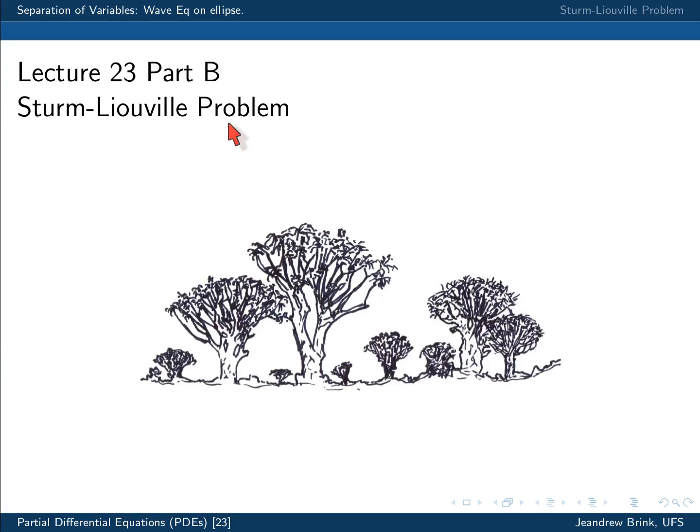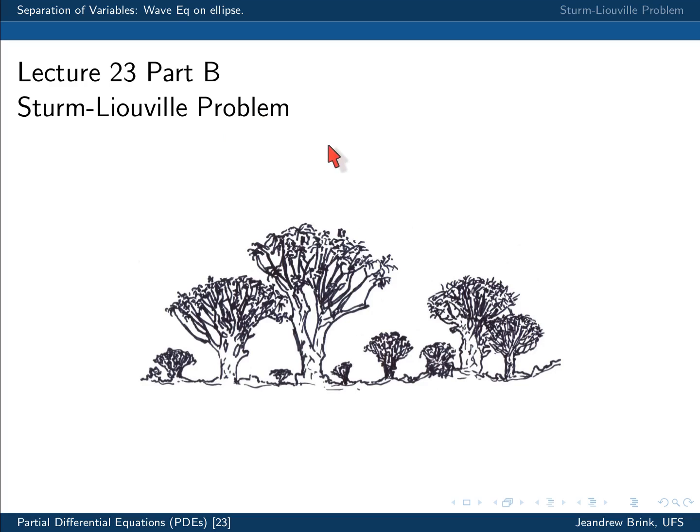However, it plays such an important role in solving PDEs by separation of variables and solving various classical quantum mechanical problems that I thought it was worthwhile at least looking at the results carefully and spending a lecture or a lecture and a half on doing so.